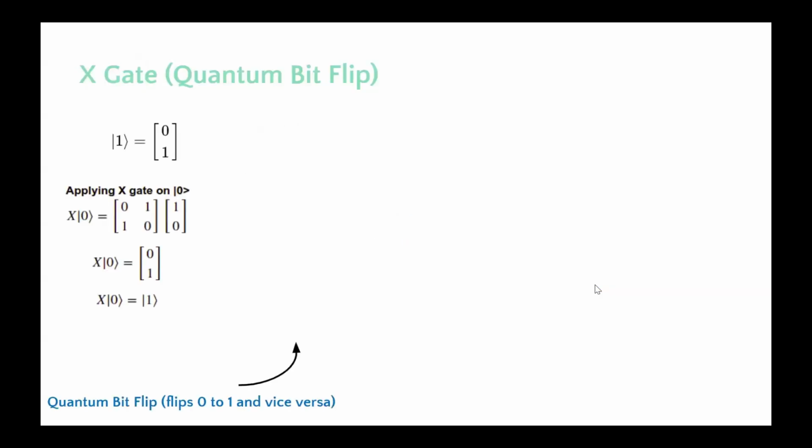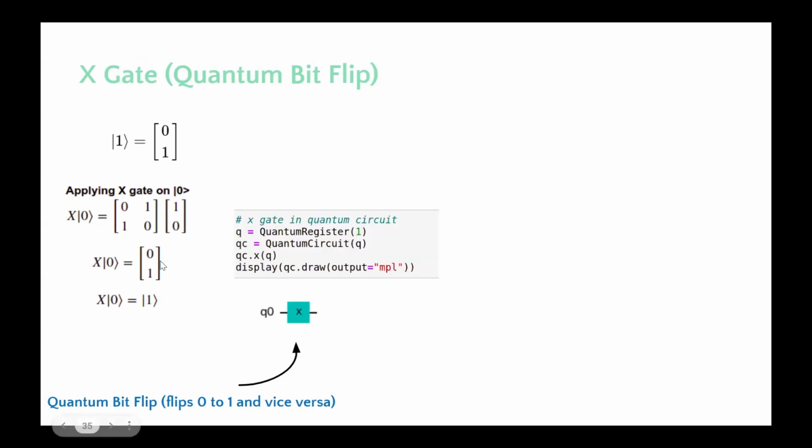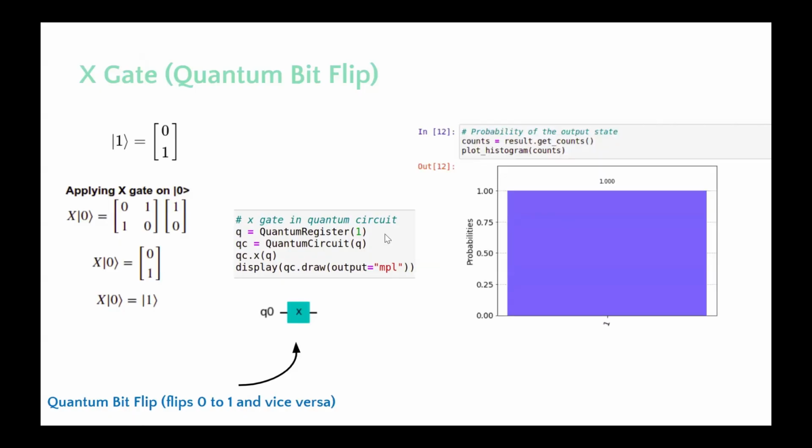And then there's this X gate, which is the quantum bit flip. It gives us 1 when applied to 0. It's pretty clear. This is the matrix of X gate. When applied to 0, it gives us the vector of 1. It's sort of a quantum bit flip. And it looks like this. One X gate is applied. And from the probability, you can see on measurement, we get 1 100% of the times.